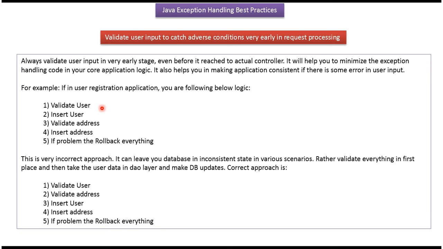In a user registration application, suppose you are following this flow: validate user, then insert user, validate address, then insert address, and if there is a problem, then roll back. This is not the correct approach because it can leave your database in an inconsistent state in various scenarios. So rather, validate everything in the first place. Then take the user data in the DAO layer and make the DB updates.